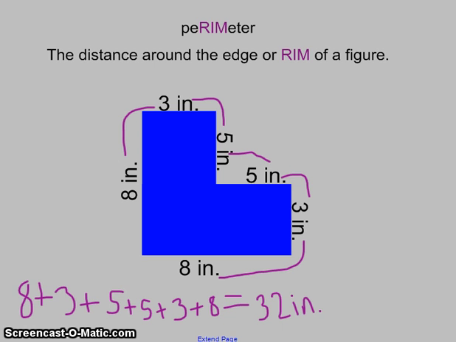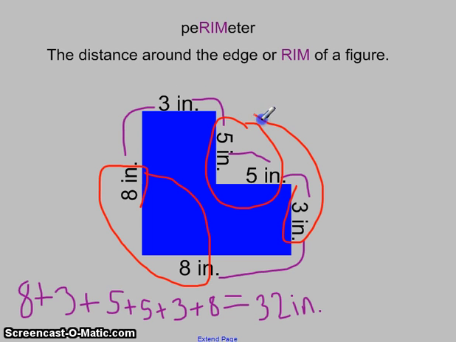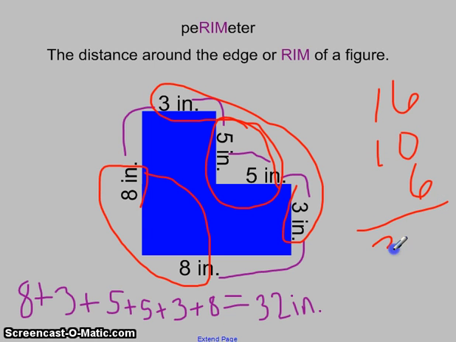Now when you're adding the distance around the outside of the shape, you can add the numbers in any order you choose. When I look at this shape, I think it would be easier for me to add double 8s, double 5s, and then double 3s. So I would actually be adding 16 plus 10 plus 6. And I would still get the same answer as 32 inches. Whatever order works for you is the order you should add the numbers in.